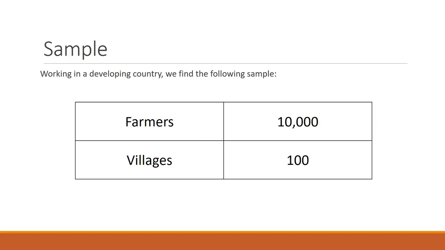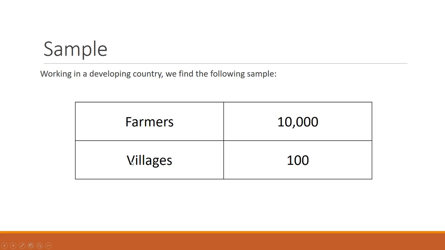So it means I randomly select 5,000 farmers to give fertilizer to, and then the other 5,000 I don't give fertilizer to. So I randomly select 5,000 farmers to be in the treatment group, and 5,000 farmers to be in the control group. That would be randomization at the farmer level. That means I randomly assign farmers to the treatment group and farmers to the control group.